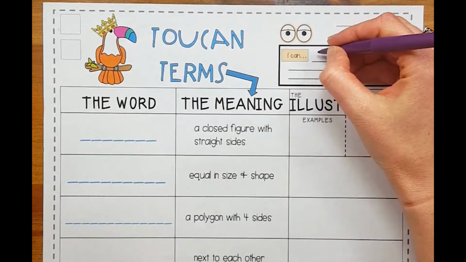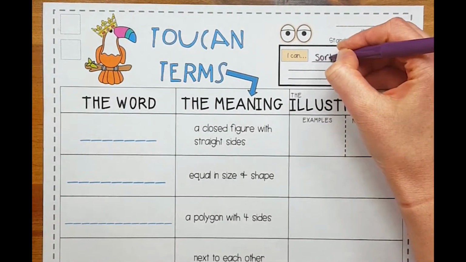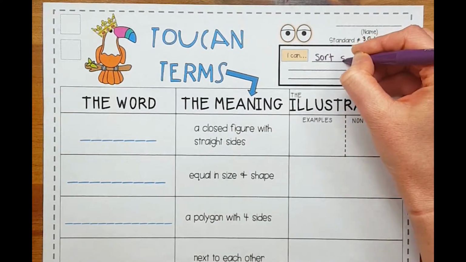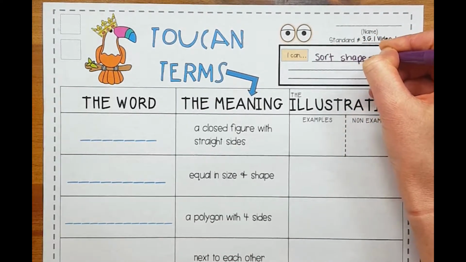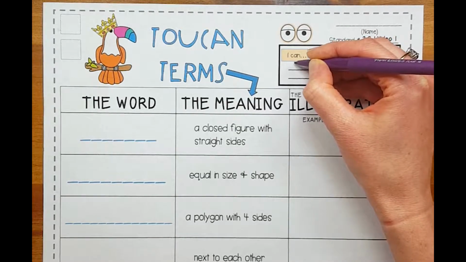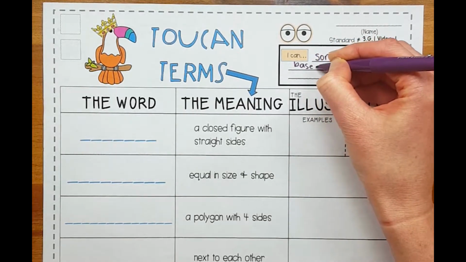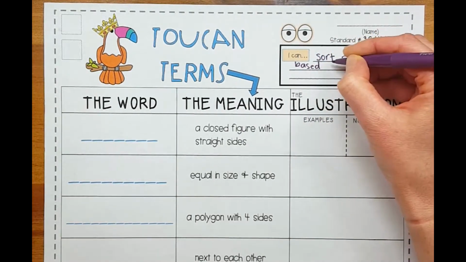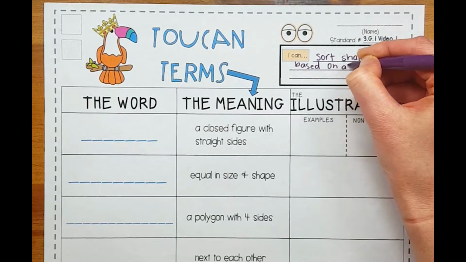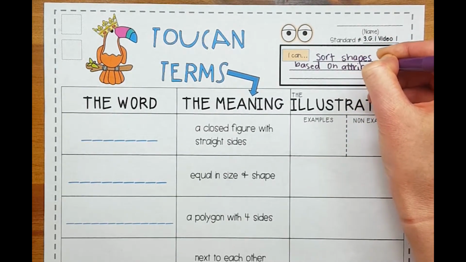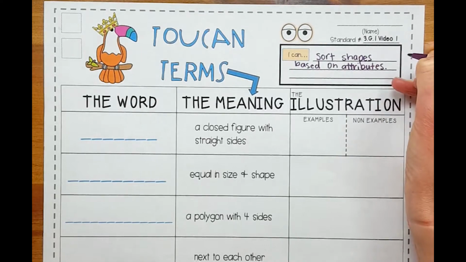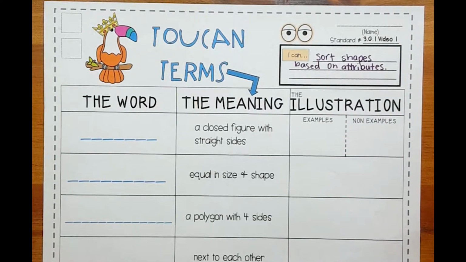Yukan wants you to sort shapes based on attributes. And don't worry if you don't know what attributes means yet. You'll figure it out here pretty soon.